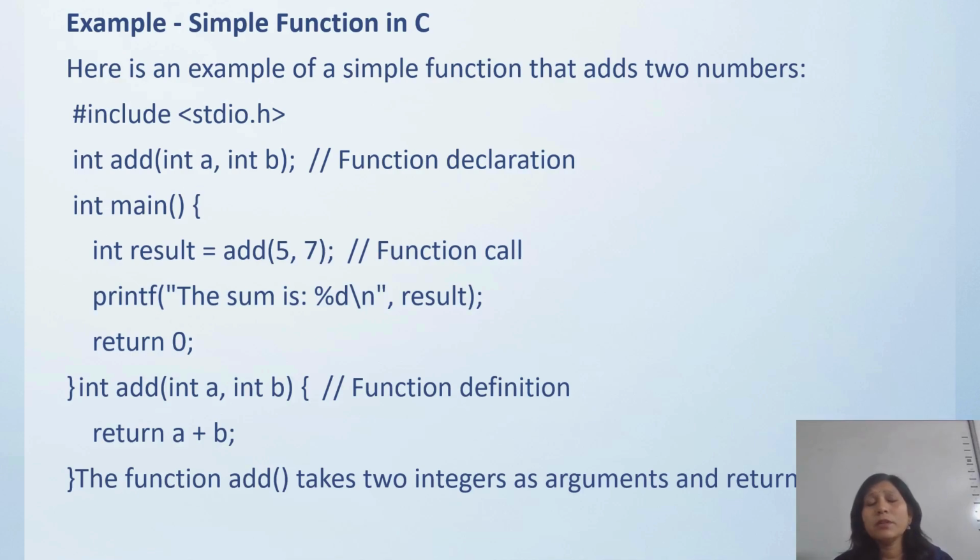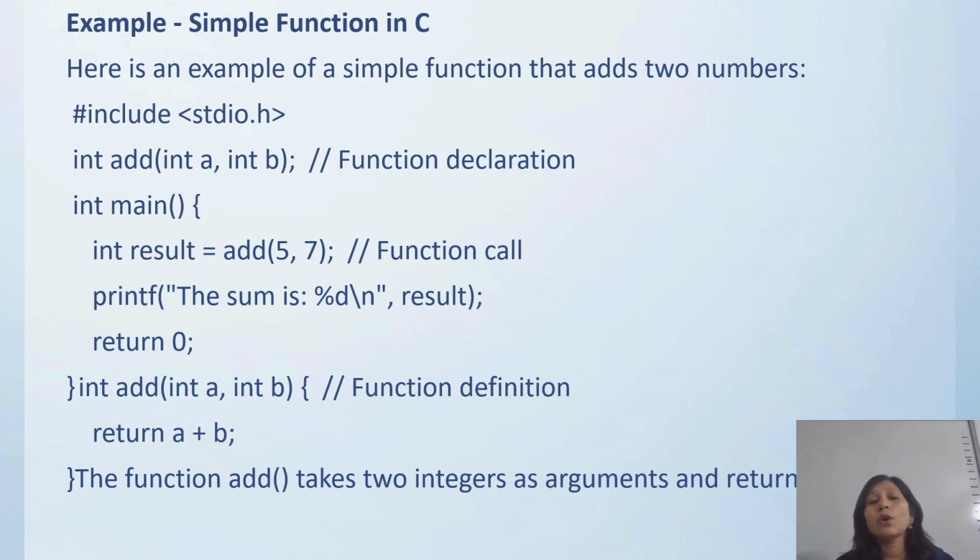In this example, a simple function is displayed. For example, hash include is given as the standard header file. The next one is the function declaration, where int is the return type, add is the name, and there are parameters a and b. The next one is the main function. Main is the main function in every program. It is the entry point for any program. So in this main, a variable int result is declared, where the add function is called with the values 5 and 7.